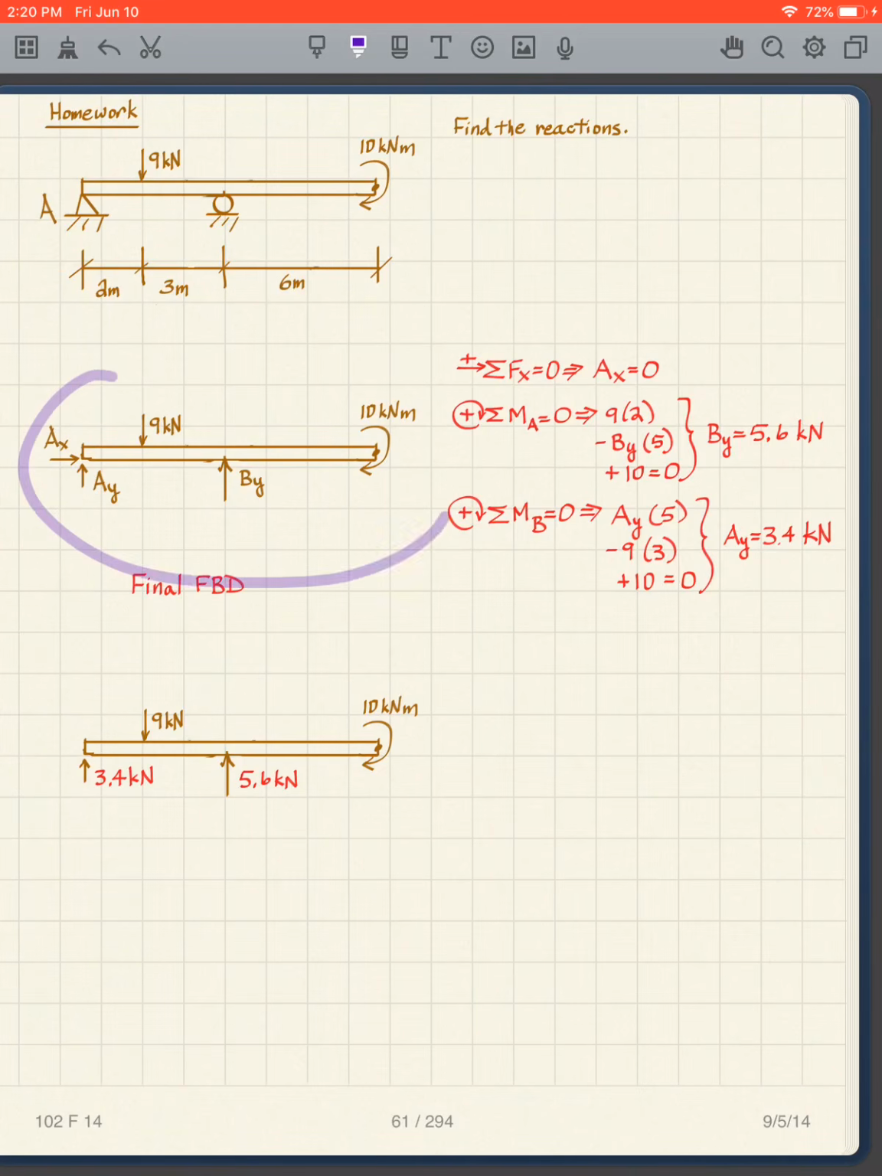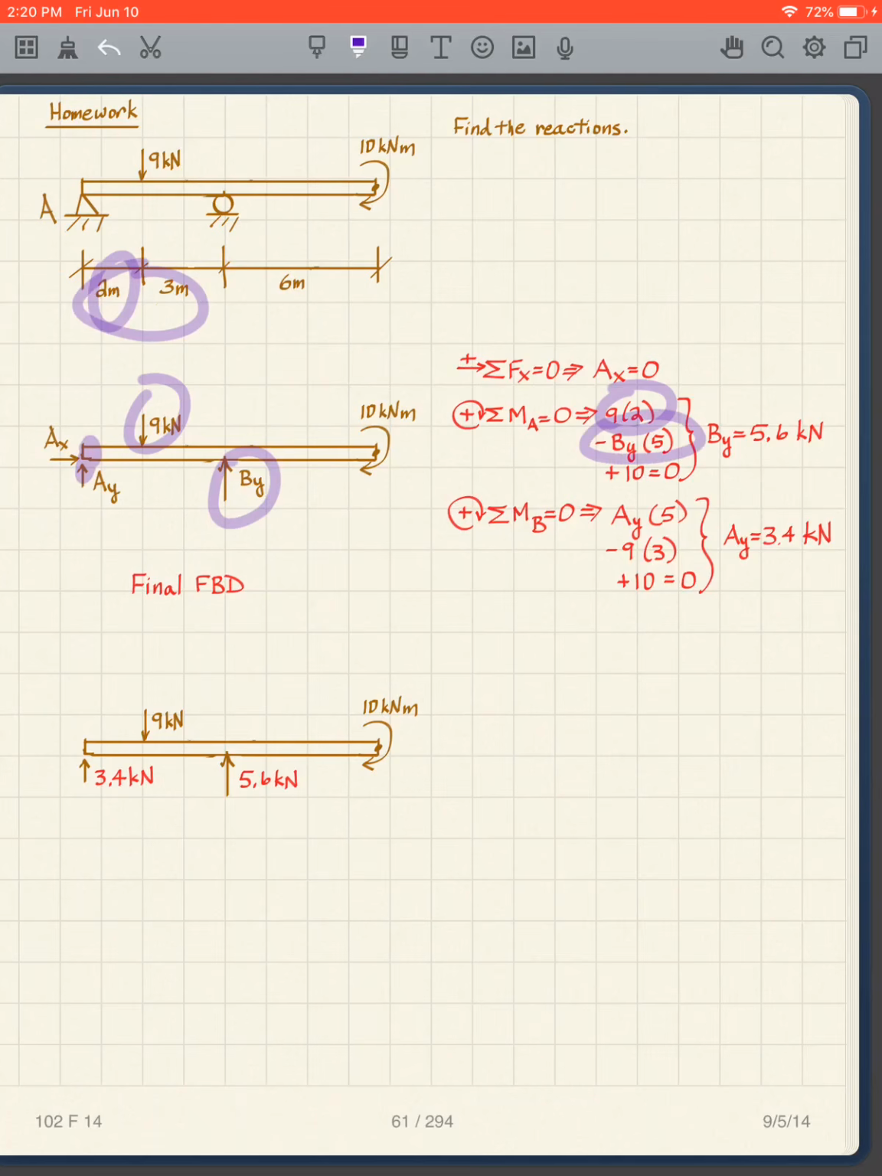Okay, so here's our free body diagram. I take moments about A. I'm going to have 9 times 2, By times 5, and then this is clockwise, so it's going to be plus 10. I get my signs right, so the By times 5 is negative. I get By is 5.6 kilonewtons.